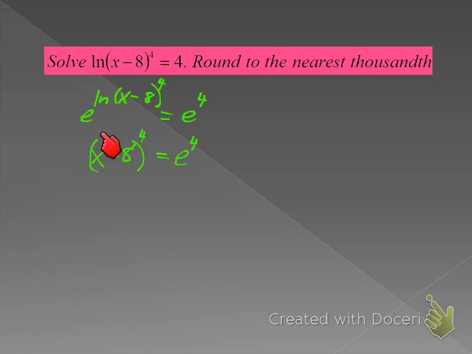Or, how can you cancel out two 4th powers? 4th root them. Chapter 6, you guys did so well in. 4th root both sides. Those 4th powers cancel. You're left with x minus 8 equals e. Add 8. x equals e plus 8. x equals 10.718.